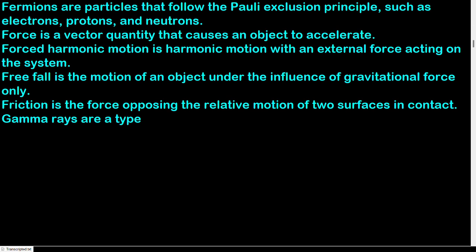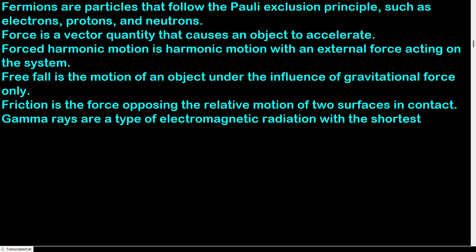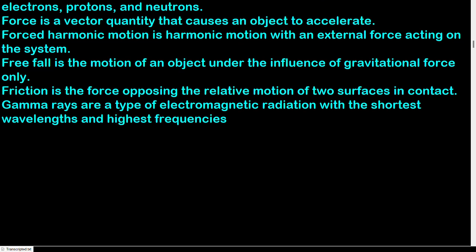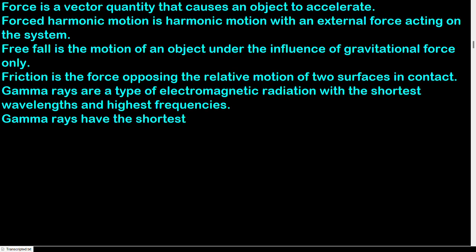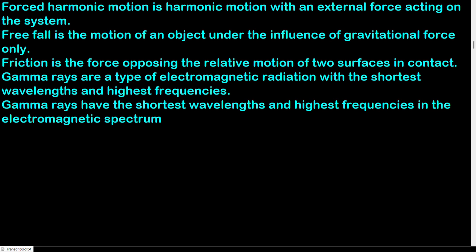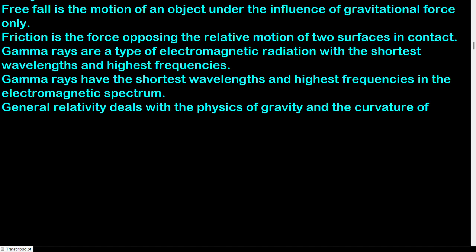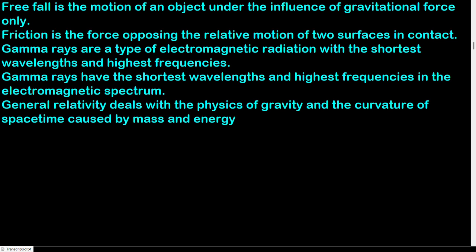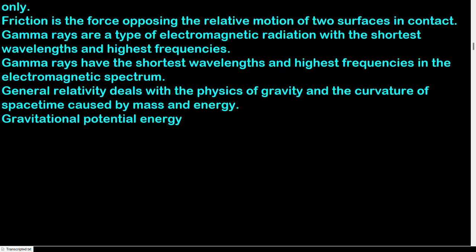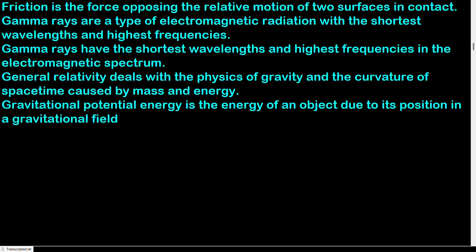Gamma rays are a type of electromagnetic radiation with the shortest wavelengths and highest frequencies. Gamma rays have the shortest wavelengths and highest frequencies in the electromagnetic spectrum. General relativity deals with the physics of gravity and the curvature of spacetime caused by mass and energy. Gravitational potential energy is the energy of an object due to its position in a gravitational field.